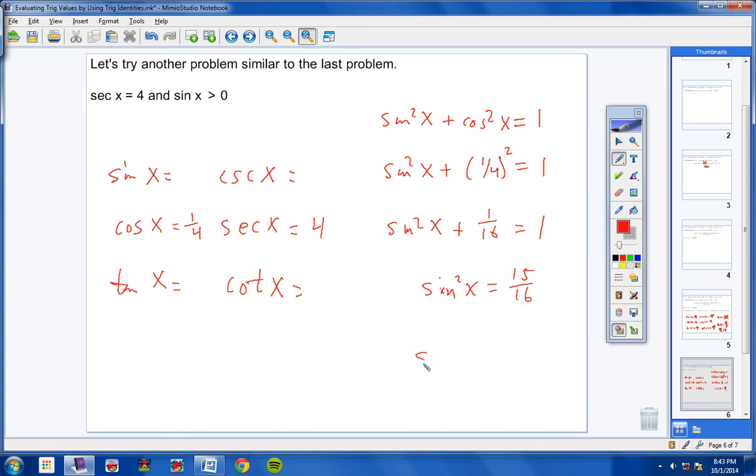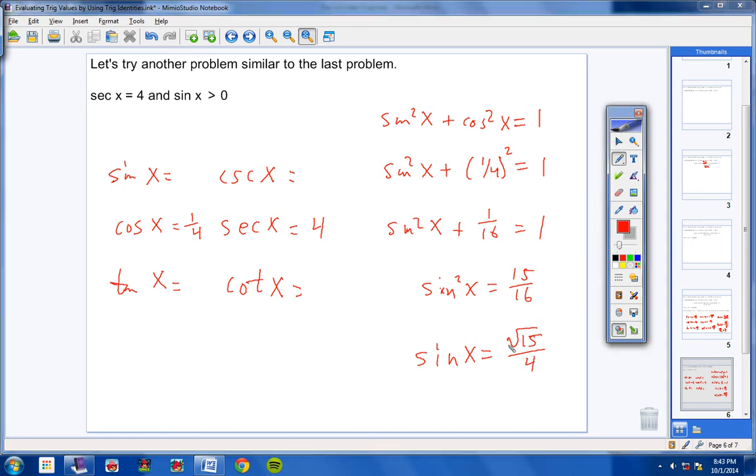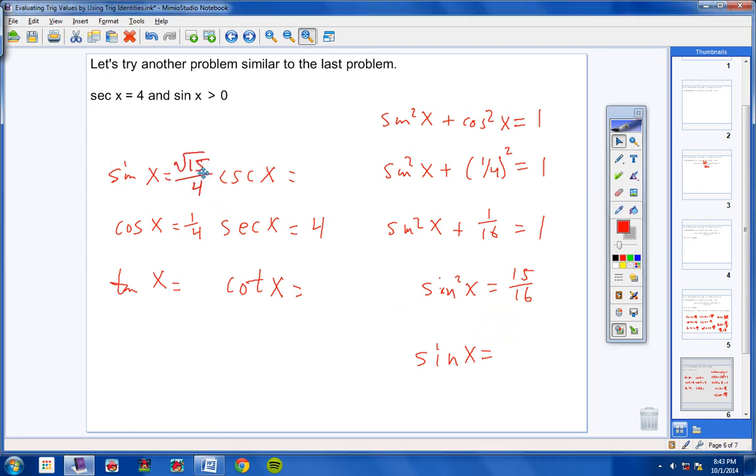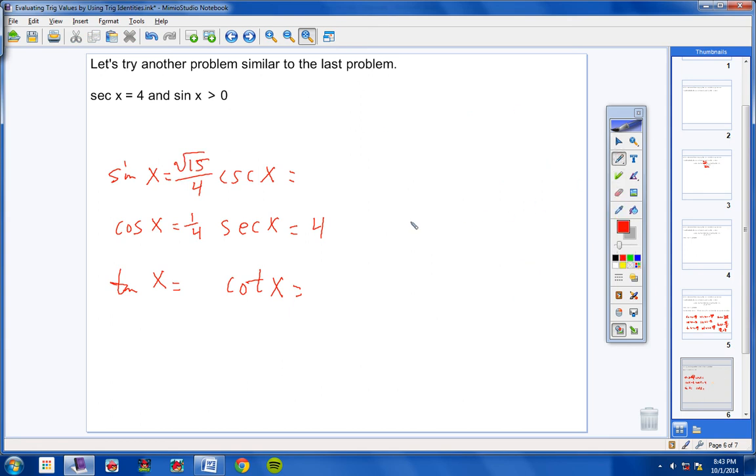And then take the square root of both sides, and you're left with sine of x equals square root of 15 over 4. Because the square root of 15 we don't know, and the square root of 16 is 4. So there we go. Slide it on over here, and we have the answer for sine. We then know that cosecant would be the reciprocal, so 4 over the square root of 15. And of course we're going to rationalize that, so it'd be 4 square root of 15 over 15.